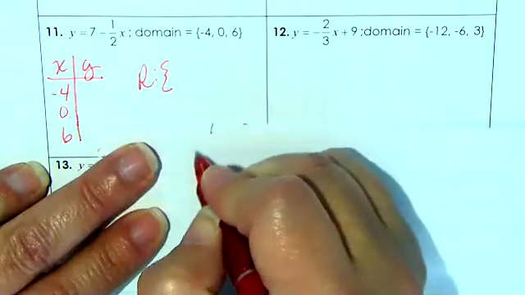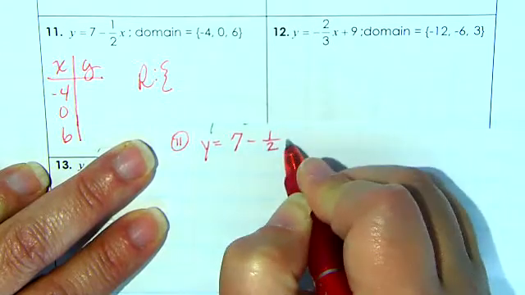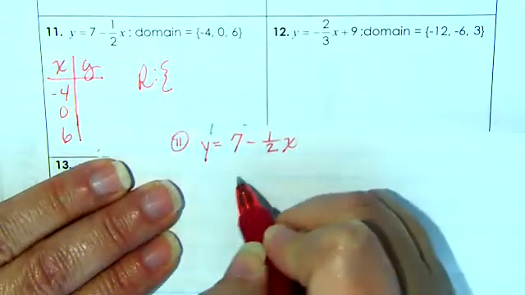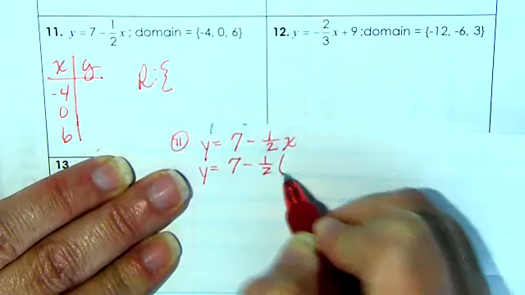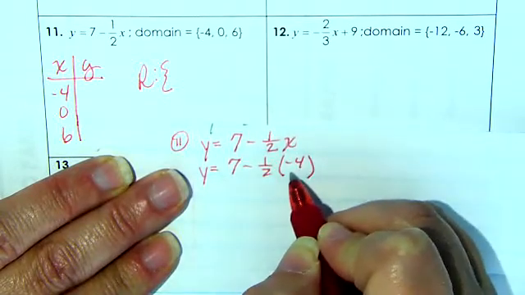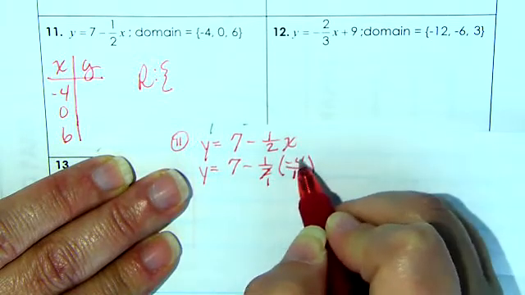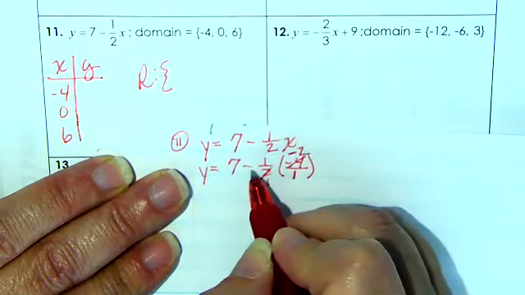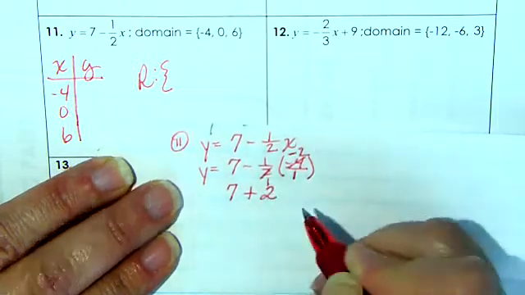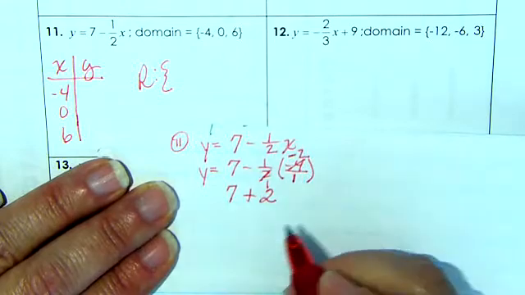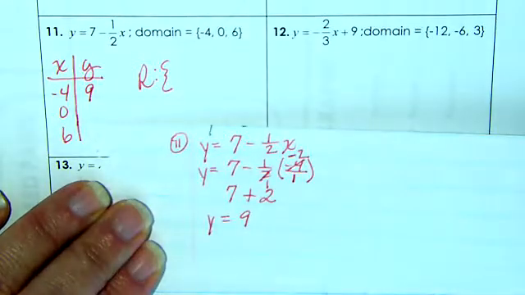So I have my rule, which is, so this is number 11. Y equals 7 minus 1/2 x. So now I plug in, so I'm going to have y equals 7 minus 1/2 times -4. Remember, I've got to make the -4 into a fraction. So 2 goes into 2 one time, 2 goes into -4, -2 times. So now it's a double negative here. So this is going to become 7 plus 2. So y equals 9. So when x is -4, the y is 9.